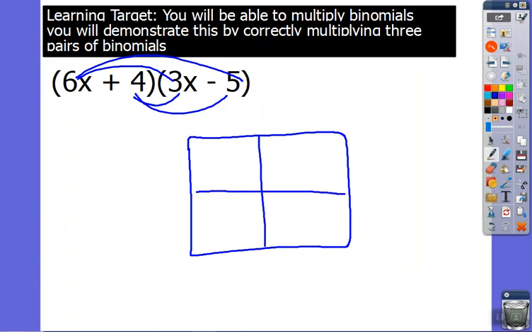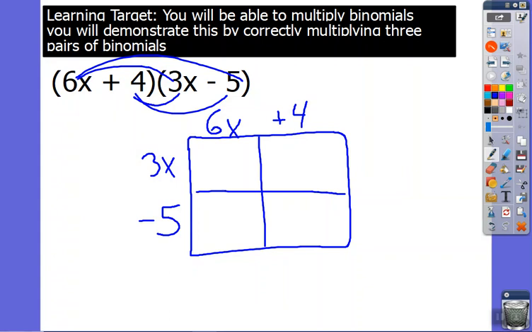So I'm going to draw a square, and I'm going to break it up into 4 pieces. I'm going to take one of these parentheses and write it across the top. So I've got the 6x, and I've got the 4. And that sign in between is always going to go on that second piece. So that's a plus 4. The other parenthesis is going to go down the side. So I'll write the 3x, and then that minus 5.